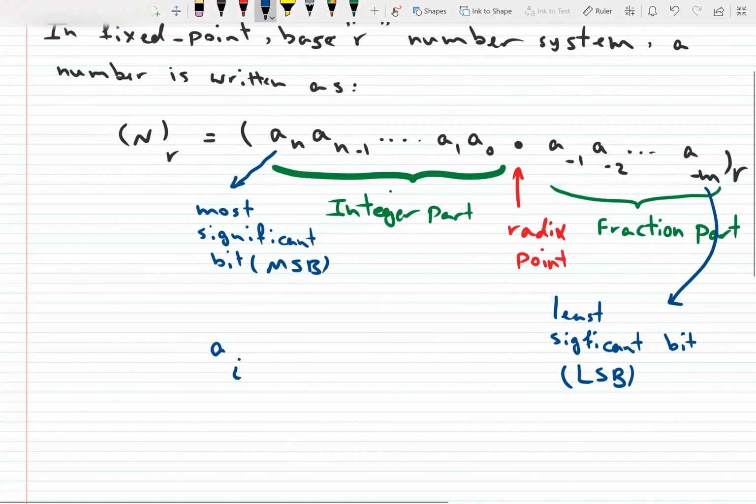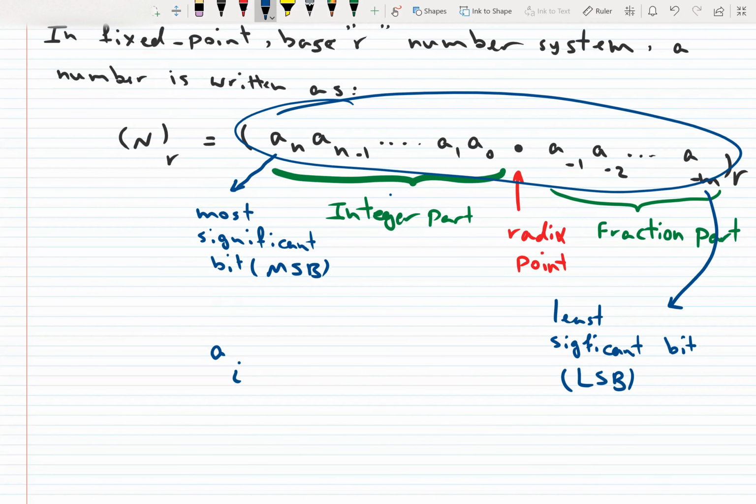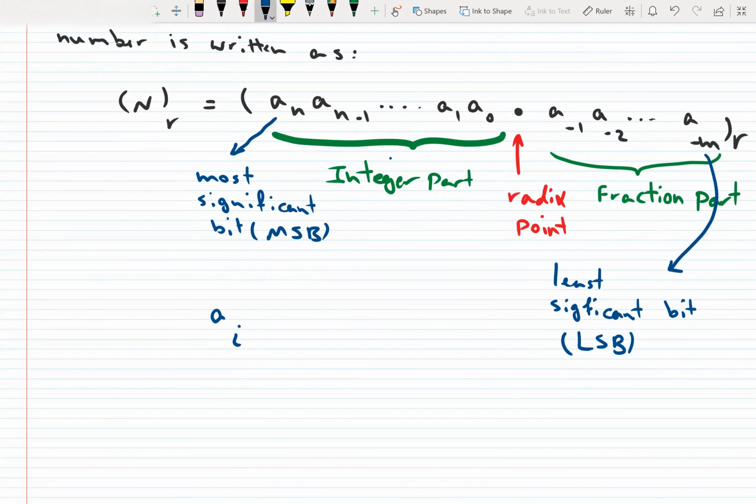Any of these A's that we have here should be greater than or equal to 0 and less than or equal to r minus 1. So if we're talking about base 10, any of those digits can be between 0 and 10 minus 1, which is 9. We already know that in base 10 we have the digits from 0 to 9. We don't have a digit 10. So for any base, the digits are limited between 0 and r minus 1.